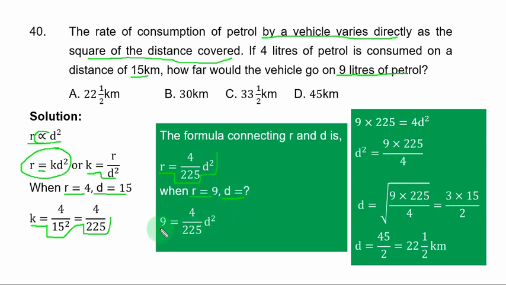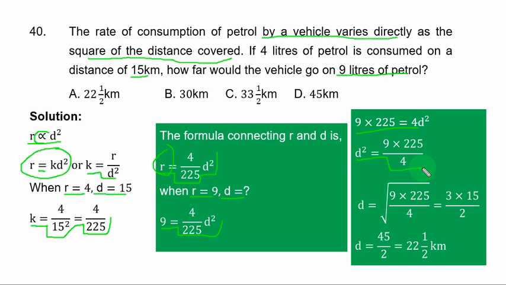So you come here to this formula now. You replace R with 9 equal to 4/225 times d square. You have to clear the fractions by multiplying through by 225. So you have 9 times 225 equal to 4d square. To get d square first, divide both sides by 4, and you have d squared equal to 9 times 225 over 4. To get d, take the root of both sides.